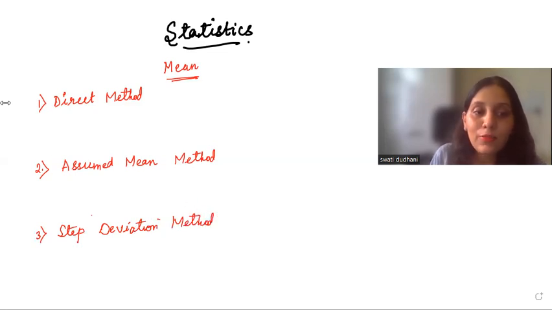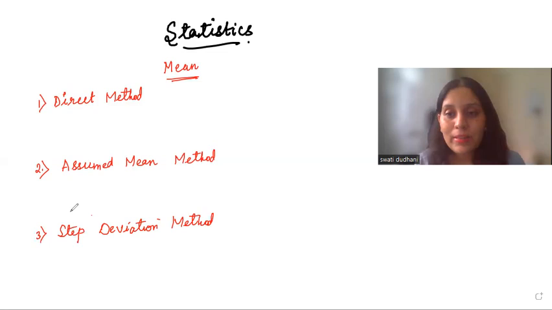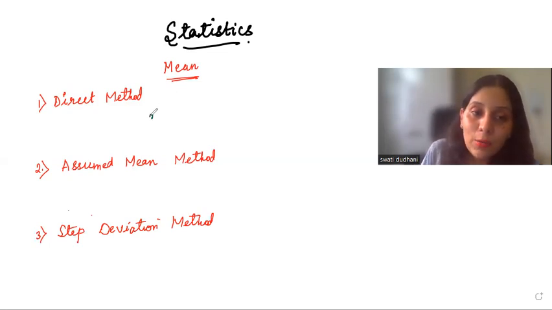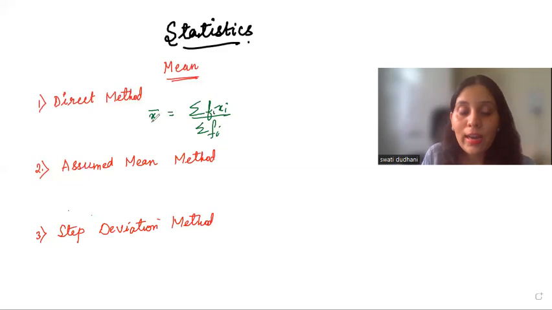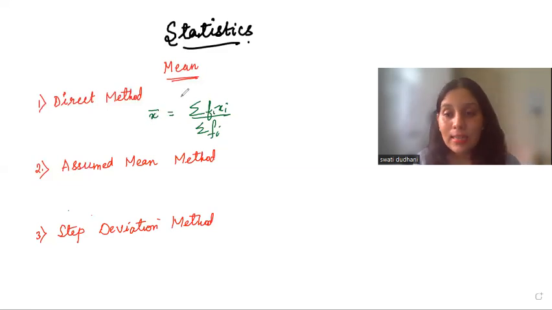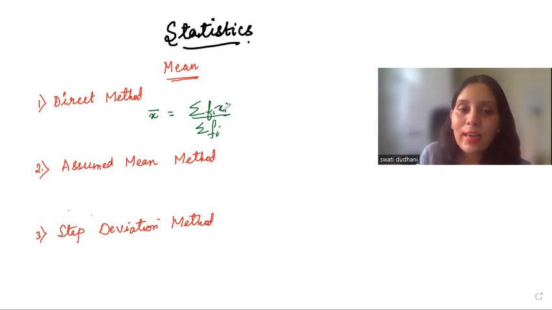Now let us see the formulas. Direct method: the mean is denoted by x bar, and x bar is equal to sigma fi xi by sigma fi. Here sigma means summation, sum of all. f is the frequency, x is the class mark, and sigma f is the sum of all frequencies.